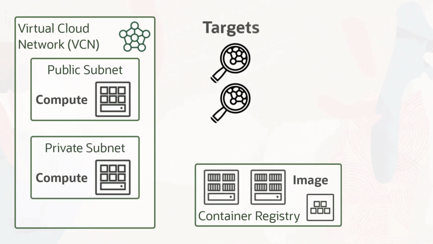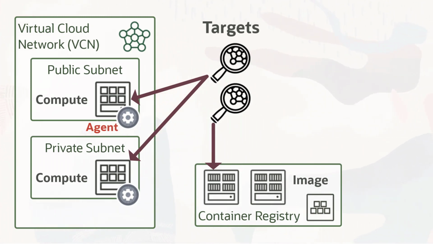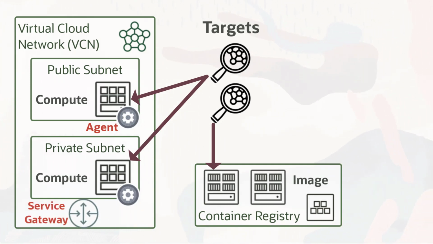Targets identify which cloud resources you want to scan. You can create targets for compute hosts and Docker images in the container registry. An agent is deployed to scan each compute host. If the host doesn't have a public IP address, your virtual cloud network, or VCN, must have a service gateway.